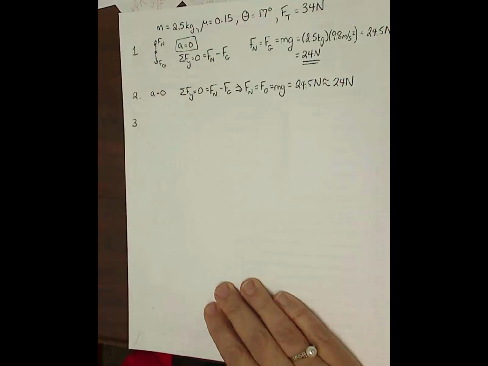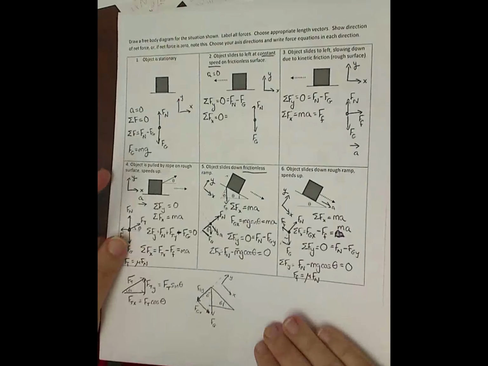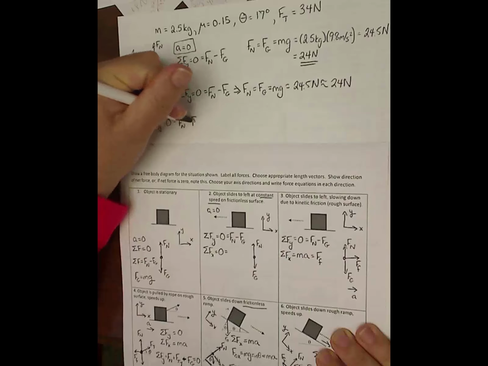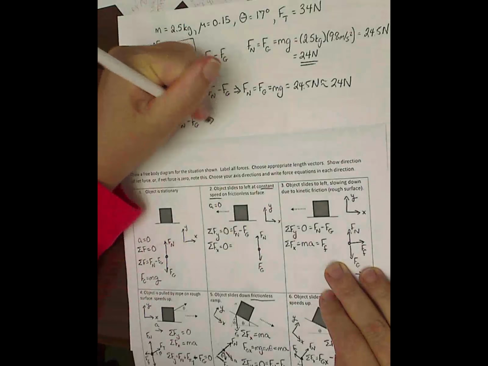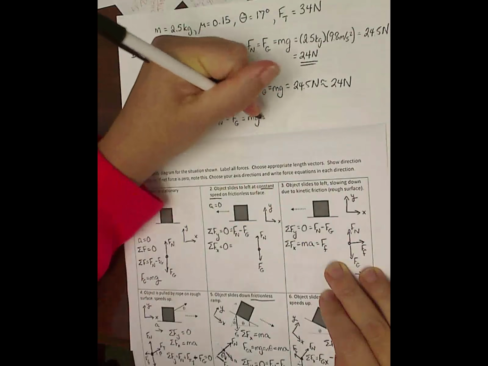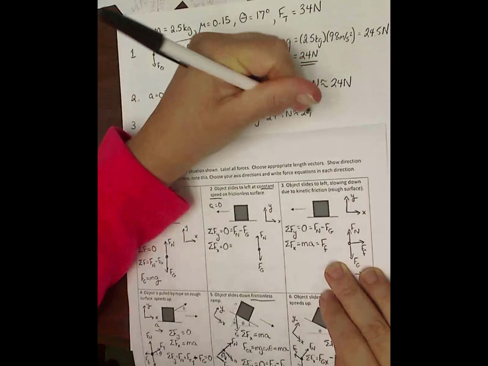What's the third one? Now the third one, we've introduced some friction, so it's going to the left and it's slowing down because of friction. All right, so let me write down what we had. The sum of the forces in the y direction was 0, and that's normal force minus gravity. The only other force we had was a horizontal force. So again, normal force is equal to gravity, mg, 24.5 newtons, and we'll round that off to 24 newtons.